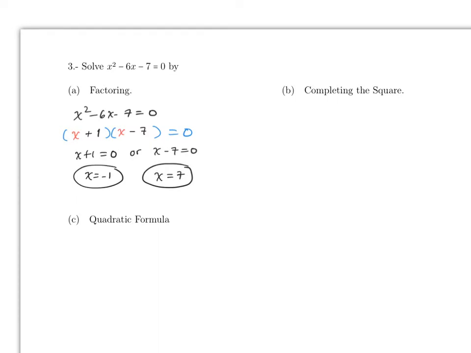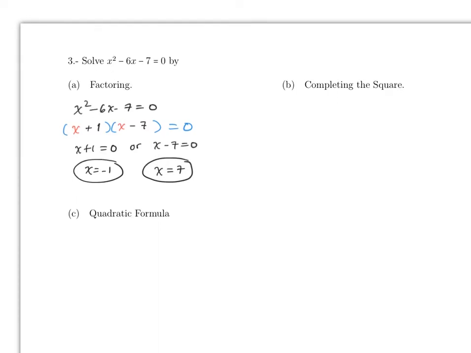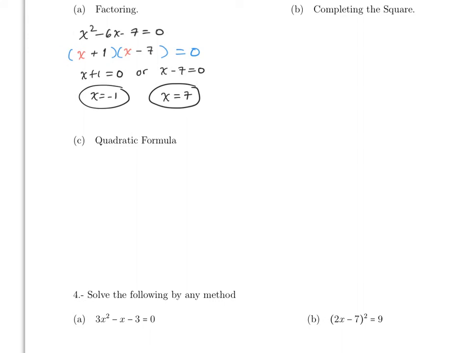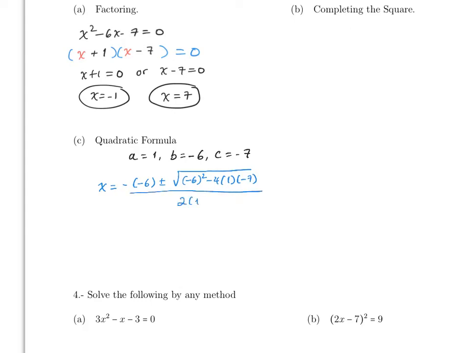And when you do the other two methods, you need to get exactly the same answer. Let's do the quadratic formula next, because it's actually easier. Here, a is equal to 1, b is -6, and c is -7. So you plug it into the quadratic formula, which you can use on the exam. This is minus b plus or minus the square root of b squared minus 4ac, everything divided by 2a.